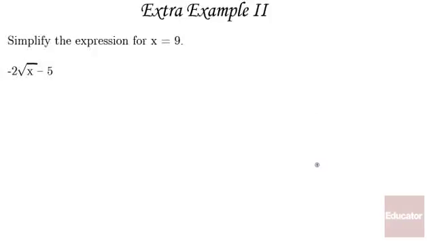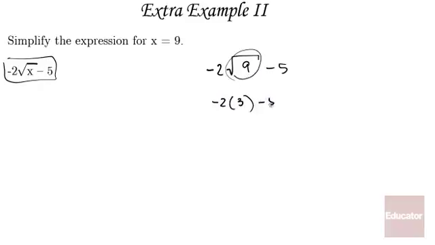Simplify the expression for x equals 9. So let's use our substitution in this expression. Negative 2 times the square root of 9 minus 5. The square root of 9 is 3. Negative 2 times 3 is negative 6, and we haven't used the negative 5 yet. And lastly, negative 6 minus 5 is negative 11.